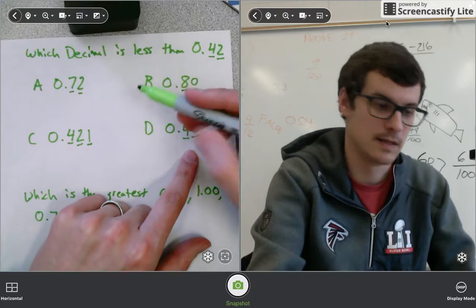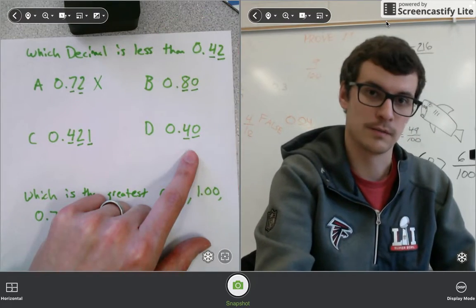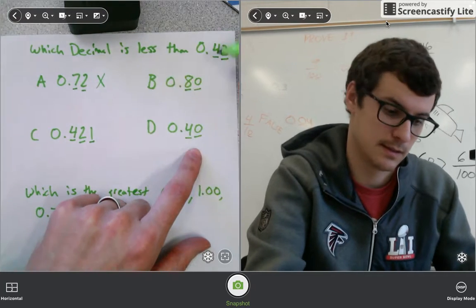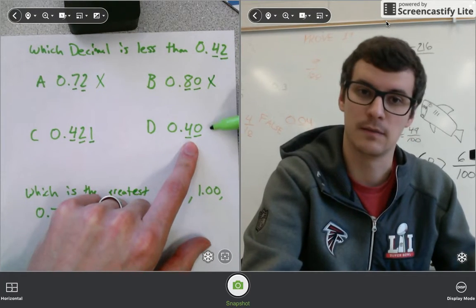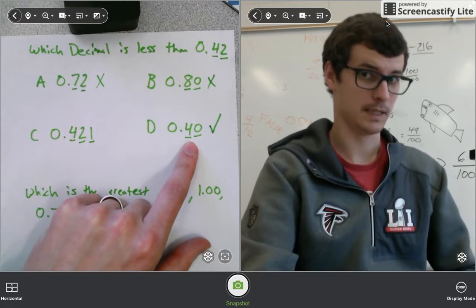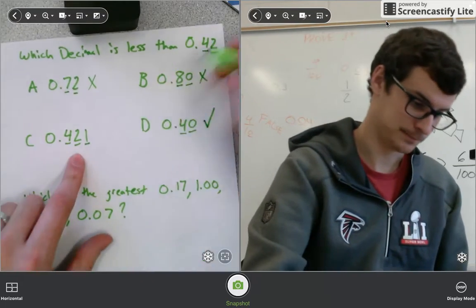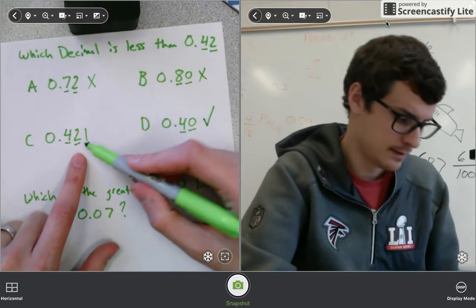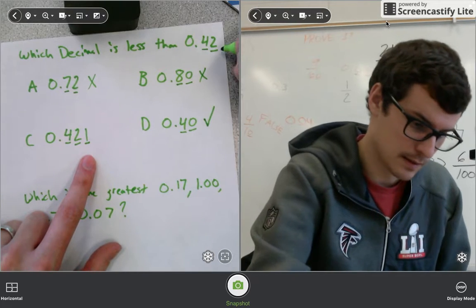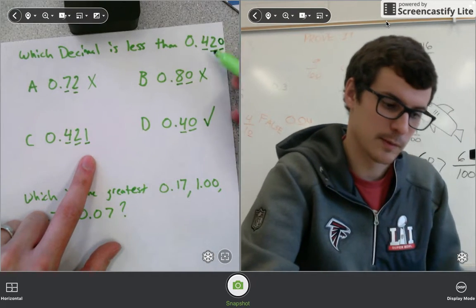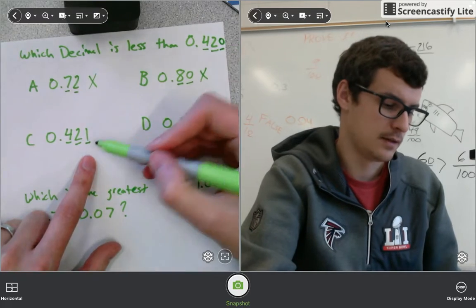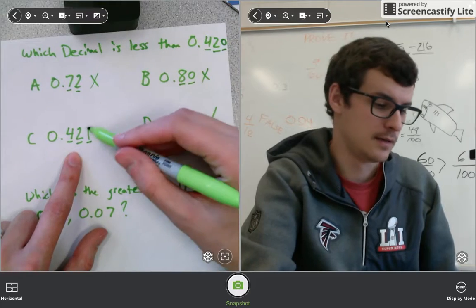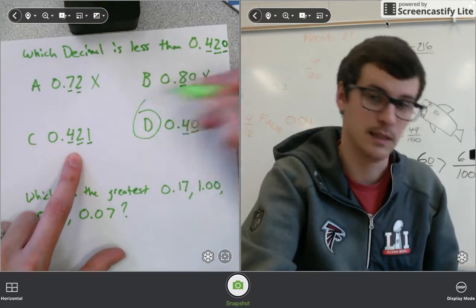Okay, well, just by looking at these, I know this one is too large. If I think about this like change, this is 42 cents, 72 cents, 80 cents, 40 cents. 40 cents would be less than 42 cents. So let's look at this one. Even though we know this one's right, let's still look at why this one is incorrect. 3 decimal places, 2 decimal places. So I can put a 0 on the end of this, and this would be 420 thousandths compared to 421 thousandths. So even though these are very similar, this one is still larger than that one. So it would have to be D.